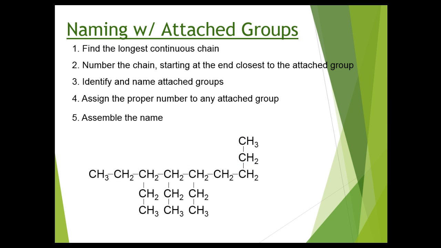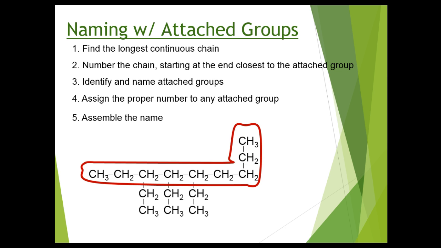Okay, so here's another example. First thing you do every time, find the longest continuous chain. Notice there's a bend in that chain this time. You got to be careful and watch for those. We can also now put the name of the backbone. There's 9 carbons here. That makes this a nonane. And again, notice the ane because it's all single bonds.